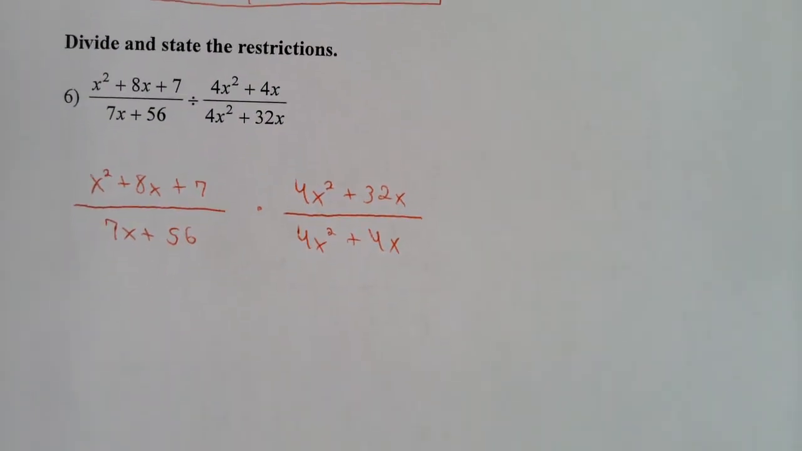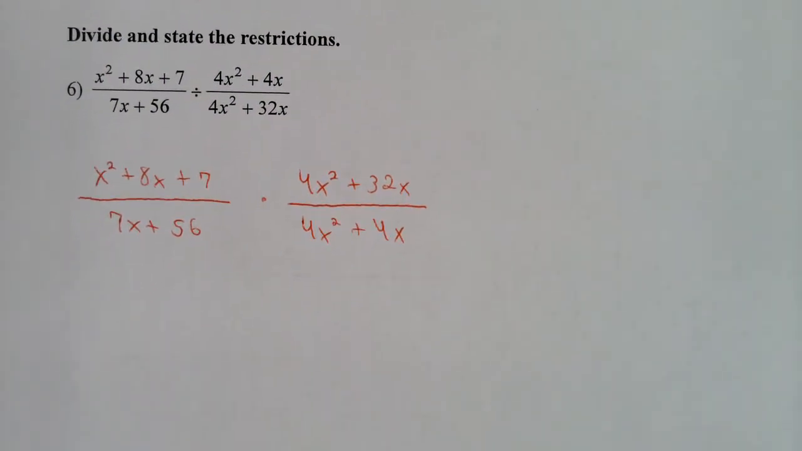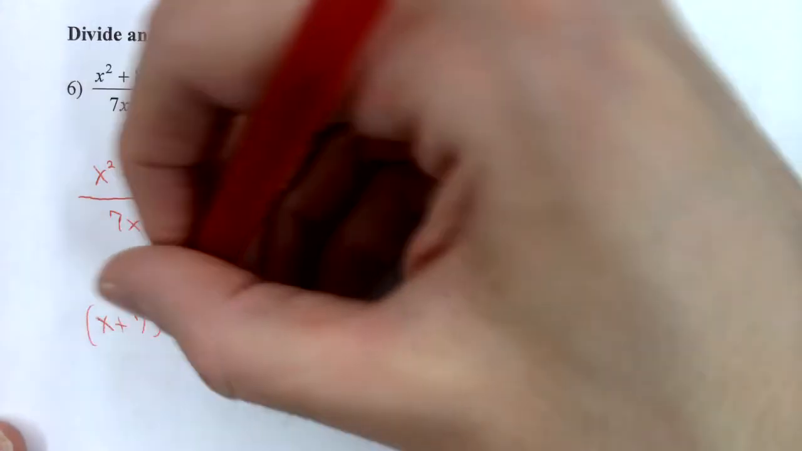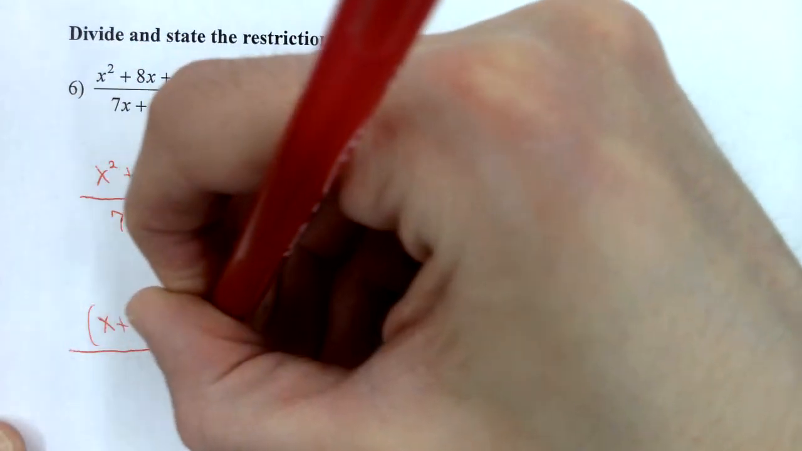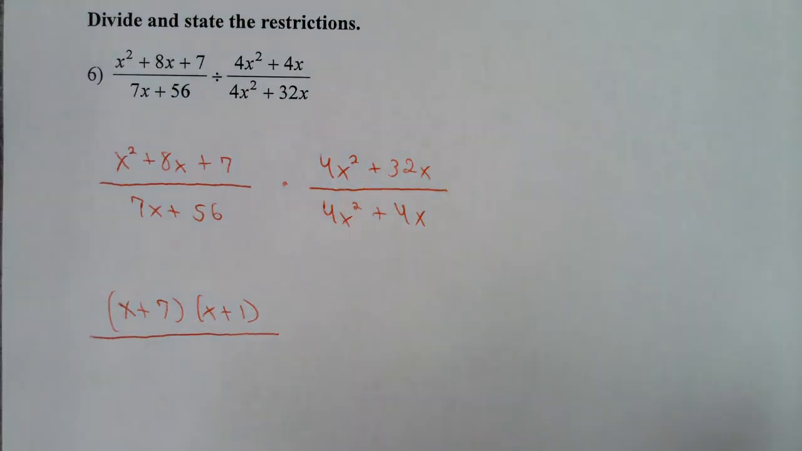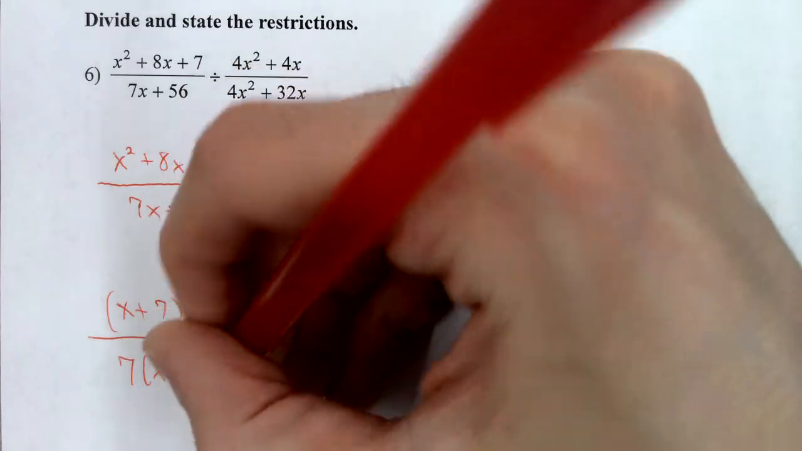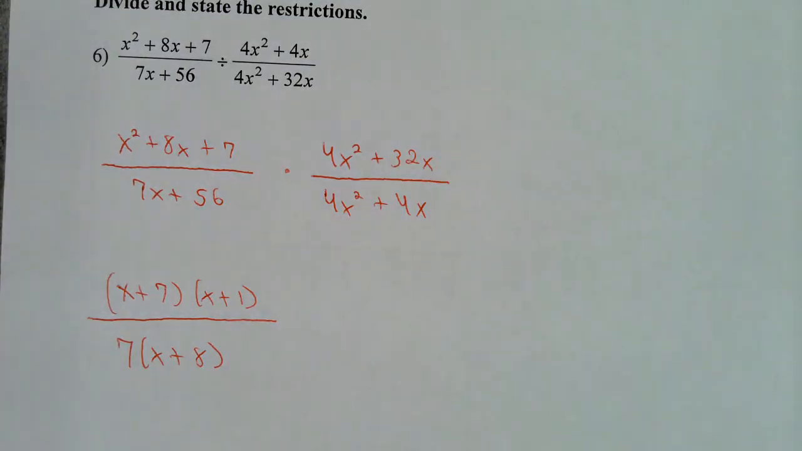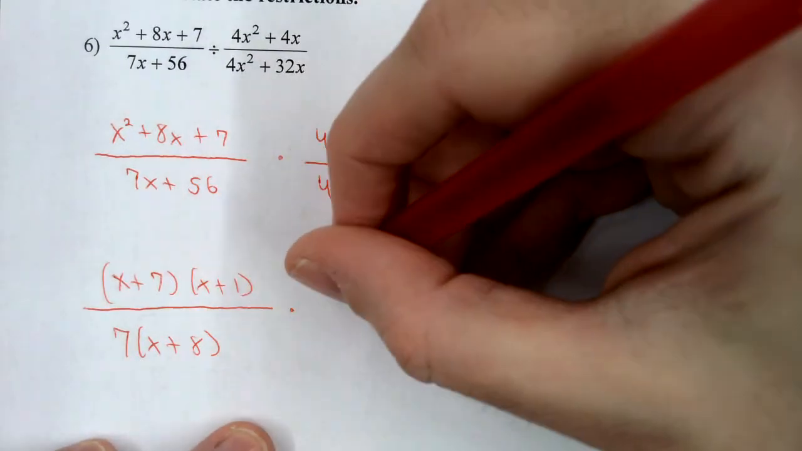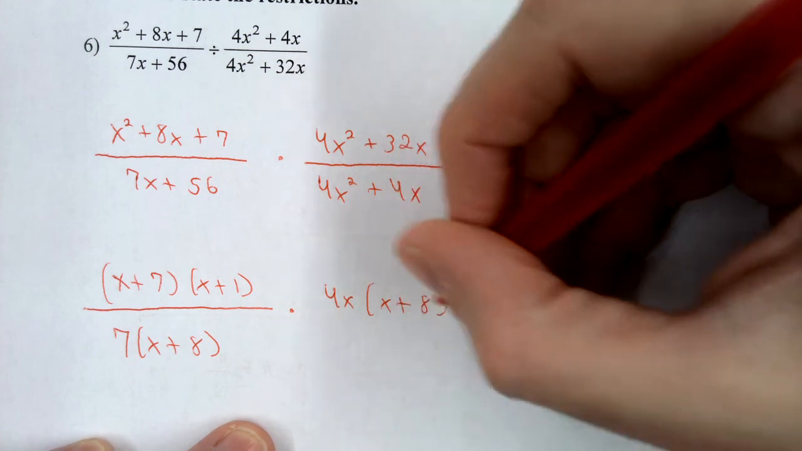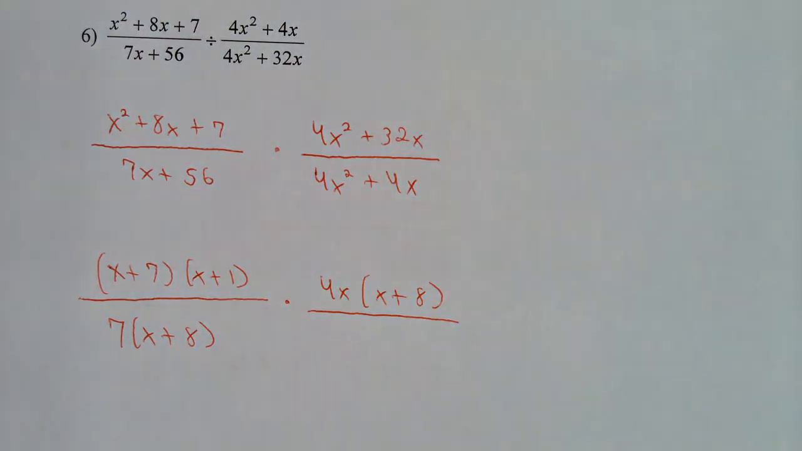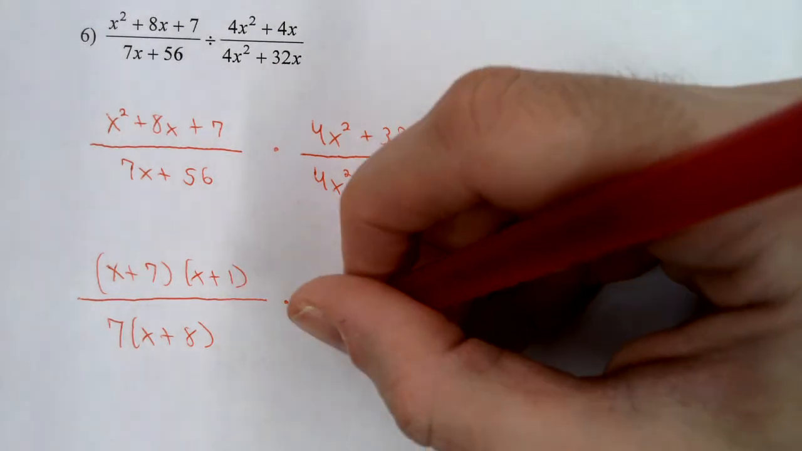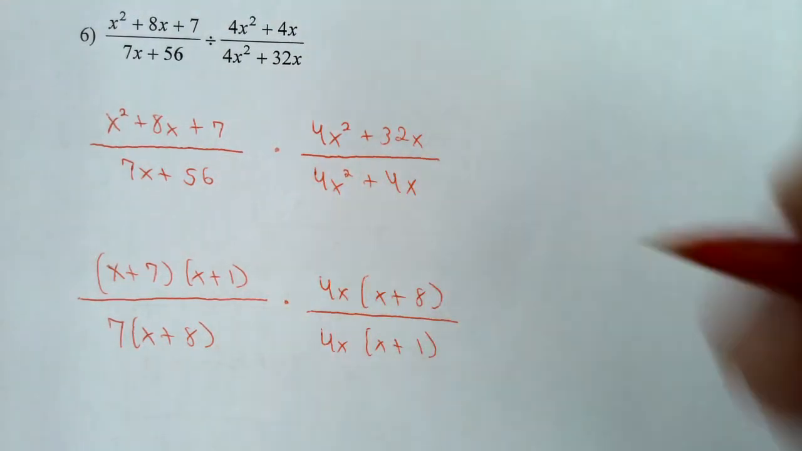Okay. So on the top left, you are going to find 2 numbers that multiply to 7 and add to 8. So it'll be x plus 7 times x plus 1. Bottom left has a GCF of 7, so 7 times x plus 8. Top right is going to have a GCF of 4x. So factor out the 4x, and it leaves you with x plus 8 in parentheses. And the bottom right has a GCF of 4x. So you factor that out, and it leaves you with x plus 1 in parentheses.